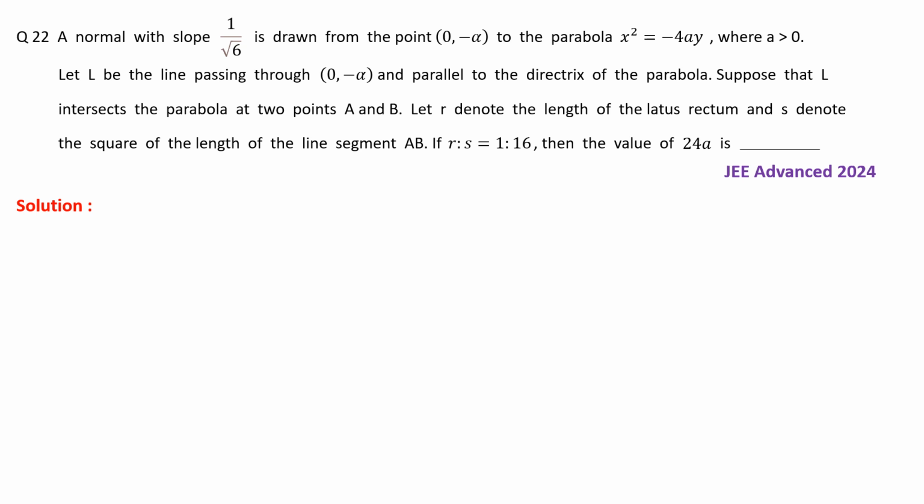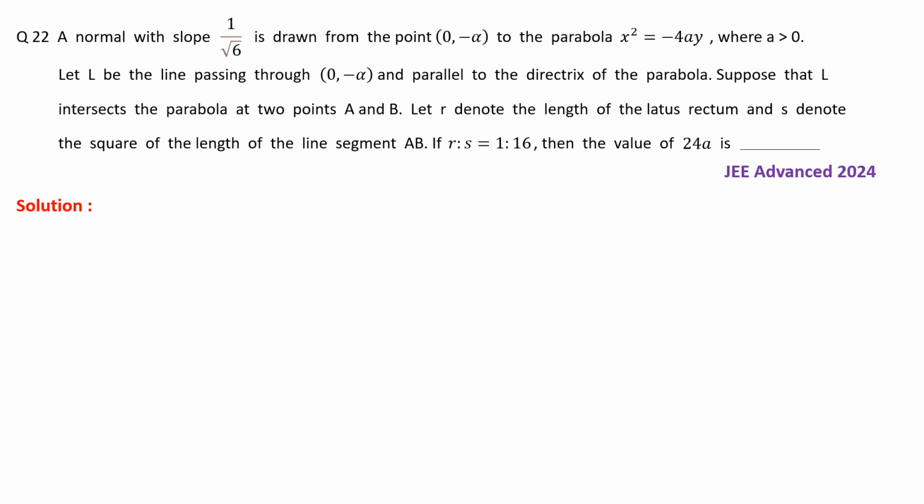It says a normal with slope 1 upon root 6 is drawn from the point (0, -α) to the parabola x² = -4ay, where a is greater than 0. Let L be the line passing through (0, -α) and parallel to the directrix of the parabola. Suppose that L intersects the parabola at 2 points A and B.